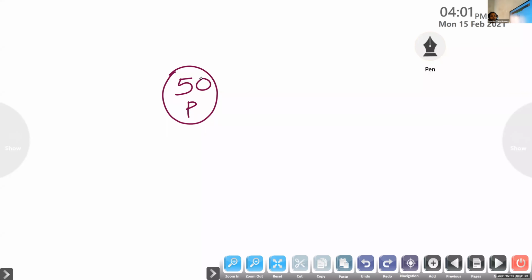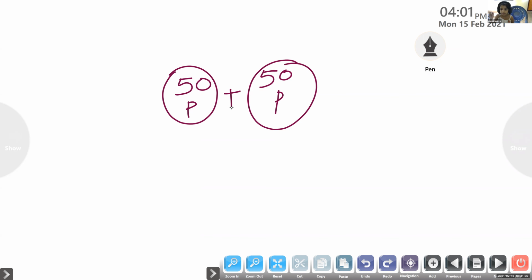So I have 2 fifty paisa coins in my hand. For paisa, we put the symbol P. I want to find how much money I have in my hand in total. If I want to find the total, what should I do? Total is related to addition. So we have to add the numbers. Then I will get the total: 50 plus 50.